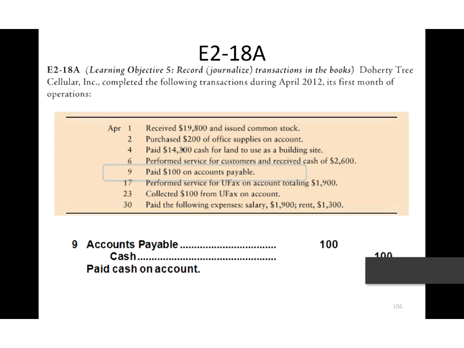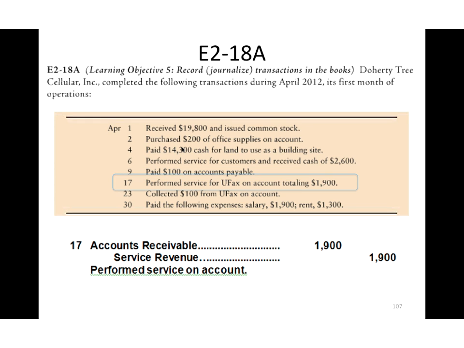Now, for the other side, what's the other account that's involved here? Why would we perform service? What are we hoping to do? Earn revenue, right? So service revenue is the other account. Is service revenue increasing or decreasing? Increasing, correct. What kind of account is service revenue? It's revenue. But to increase a revenue, what do you do? Credit it, yes. So what we're going to see is debiting accounts receivable and crediting service revenue.